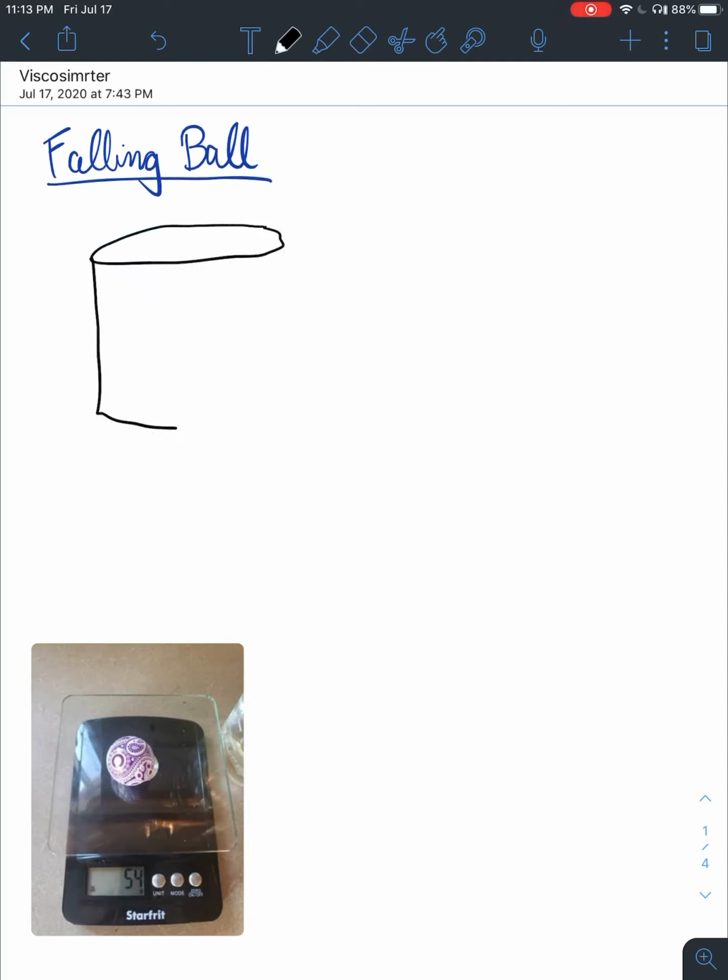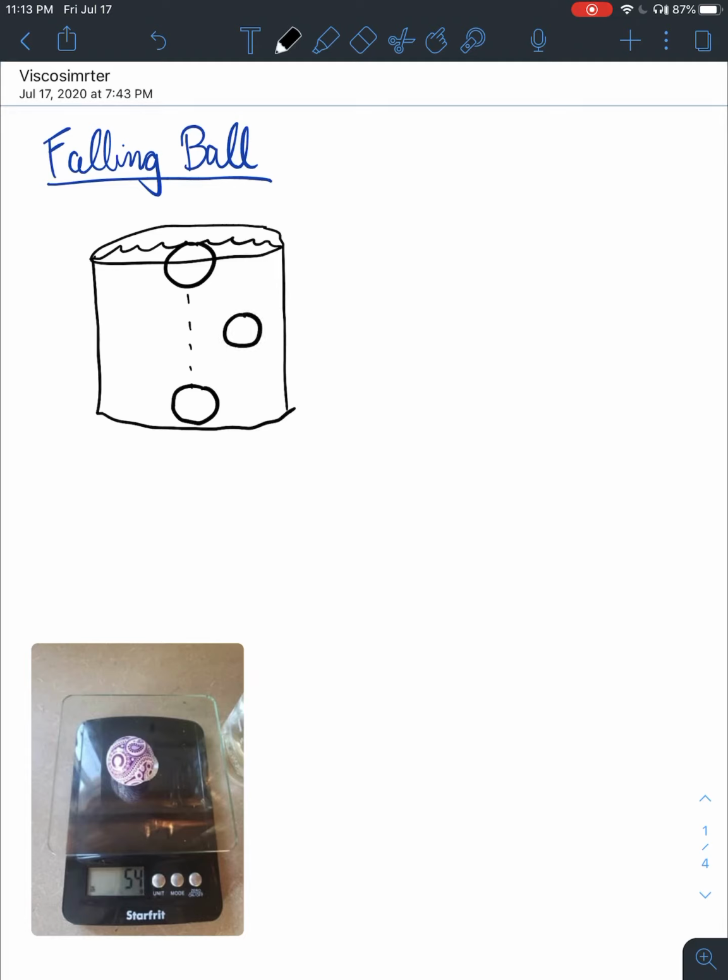Okay, so for this assignment, I decided to work with a bowling ball viscosimeter. The setup of a falling ball viscosimeter is as follows. You will have a tank with your fluid like this. And then the idea is that you drop a ball of a known weight and area into it and then measure the time it takes to reach a certain point.